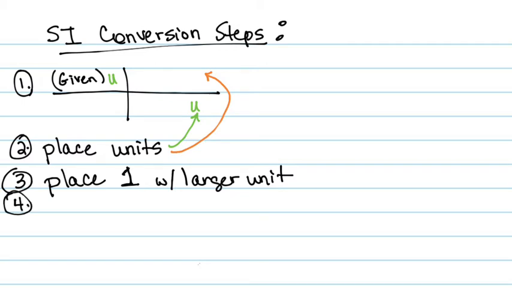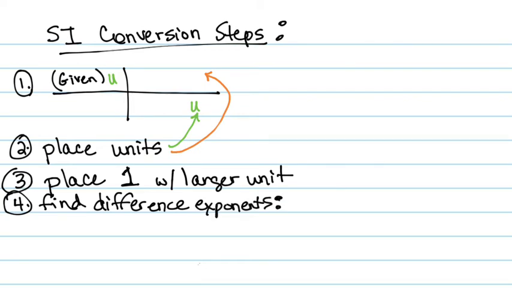Step number 4, we're going to find the difference. Difference means to subtract, so find the difference in exponents. So let's take our larger unit minus the smaller, I say larger unit. How about the larger exponent? Larger exponent minus the smaller exponent, and that will give us some value.